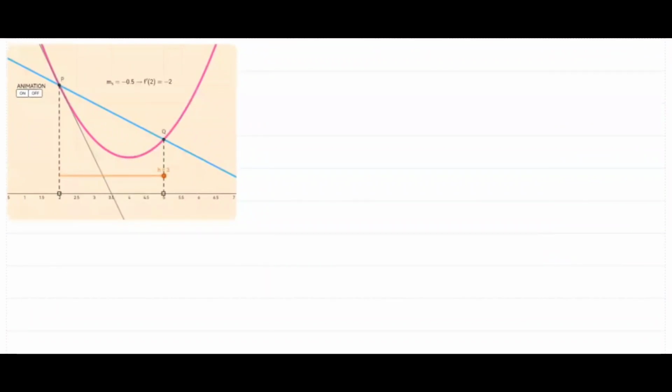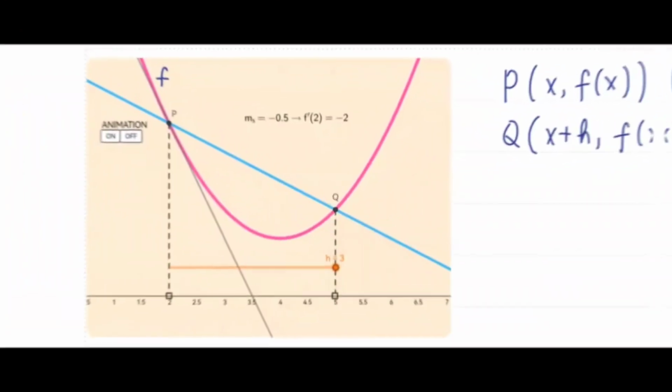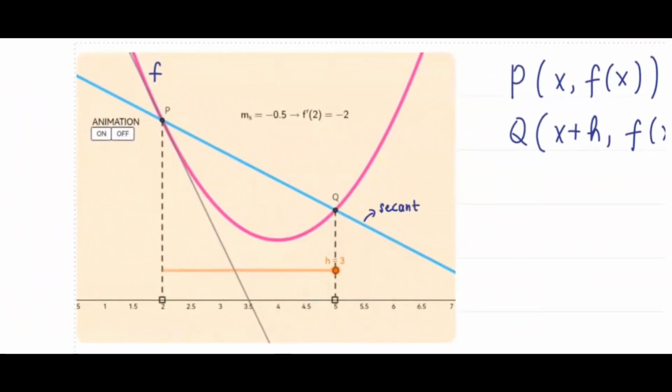Now, we would like to obtain the definition of the derivative using limits. We would like to note that the given curve is that of f, and the graph has points P and Q, where P is the point (x, f(x)), and Q is the point (x plus h, f(x plus h)). Zooming in on the graph, you will notice that the line colored cyan is our secant line, and the line colored gray is the line tangent to the graph at point P.